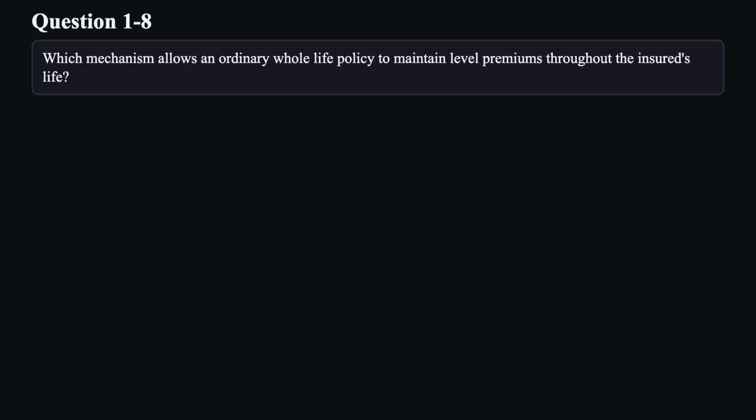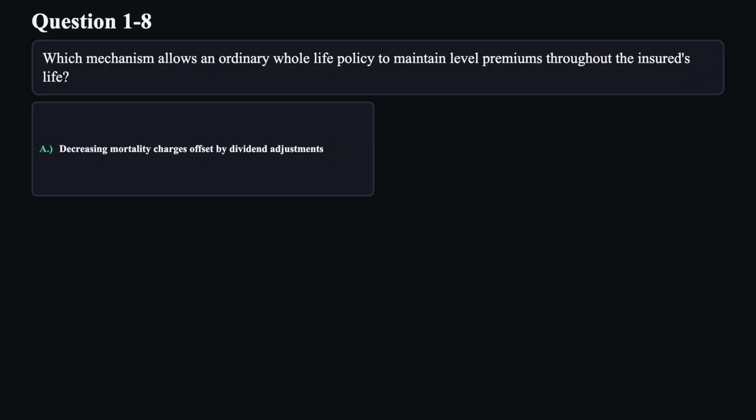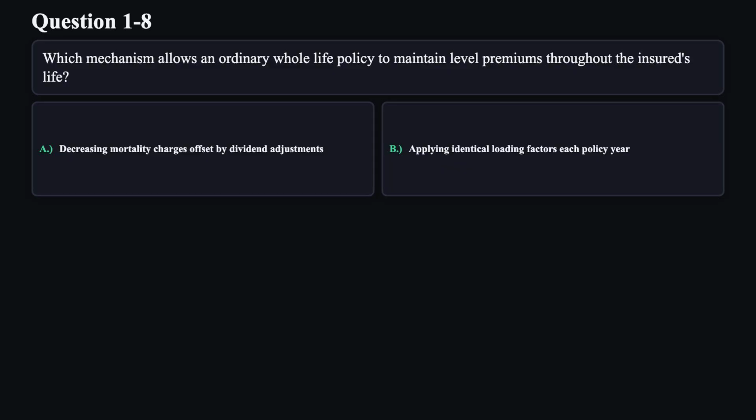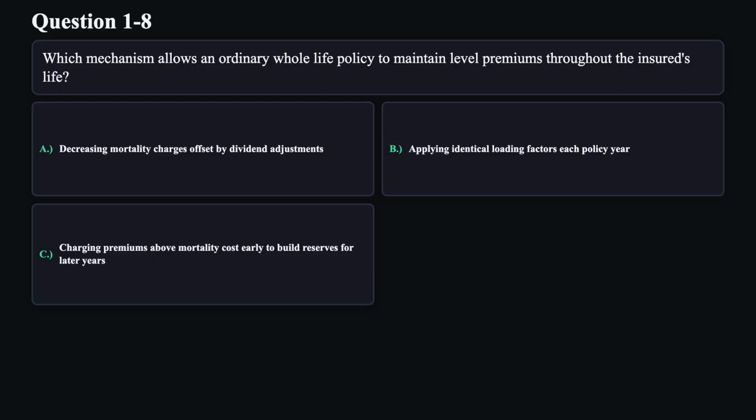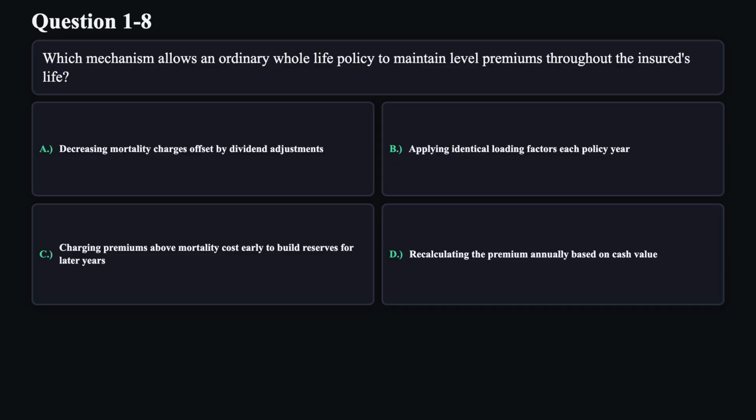Which mechanism allows an ordinary whole life policy to maintain level premiums throughout the insured's life? A. Decreasing mortality charges offset by dividend adjustments. B. Applying identical loading factors each policy year. C. Charging premiums above mortality cost early to build reserves for later years. D. Recalculating the premium annually based on cash value.